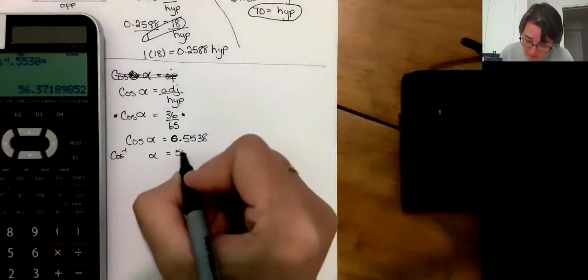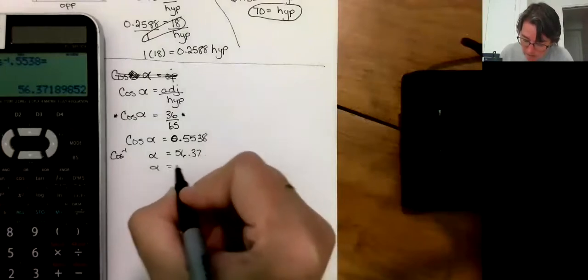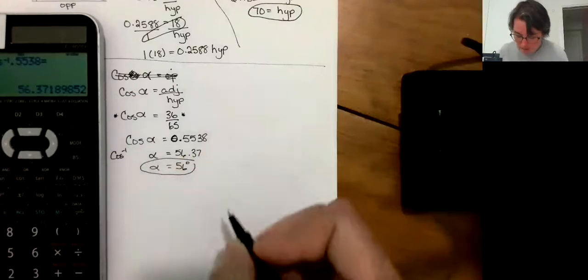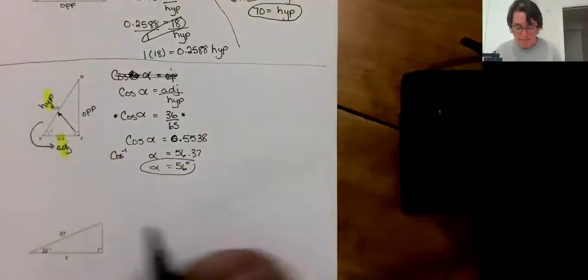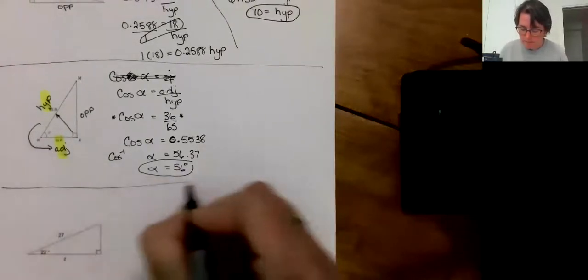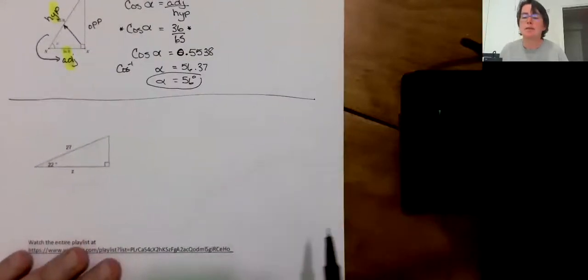All right, 56.37. Alpha equals 56 degrees. There we go. Okay, cool. Last one, and I hope that video paused the way I wanted it to.